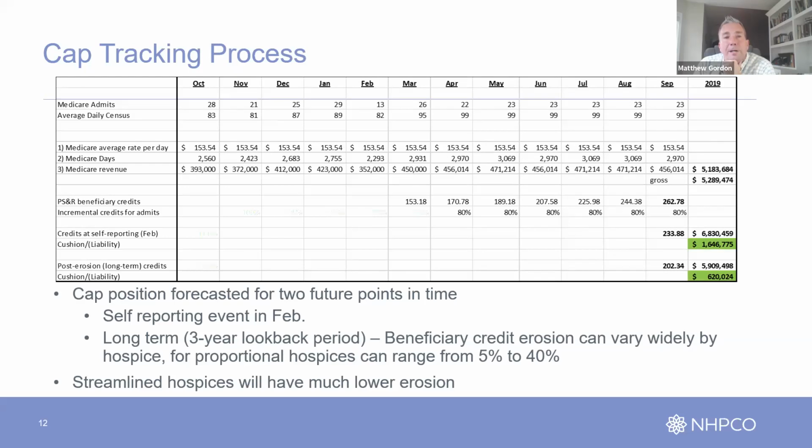Yeah, the credits are coming, but the patient revenue is rolling over as well. So it's not necessarily, as you say, a positive to your CAP. It's just the mechanics of how the numbers work. Yeah, it's complicated at best.